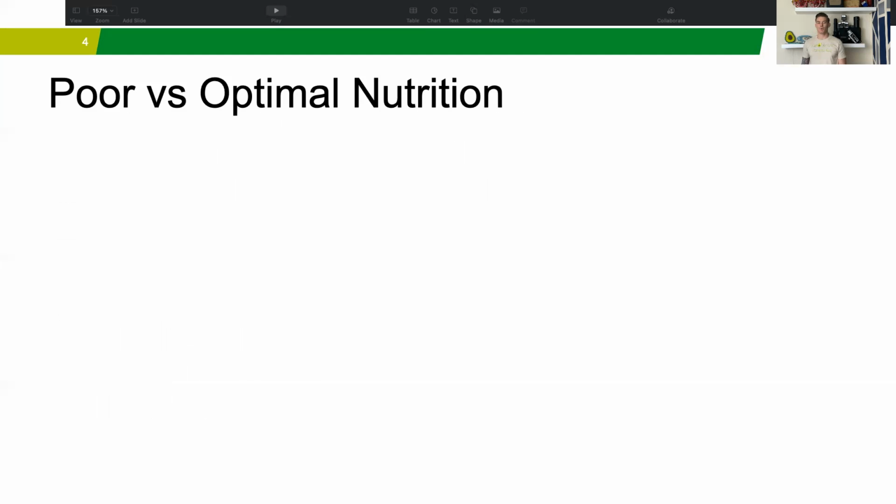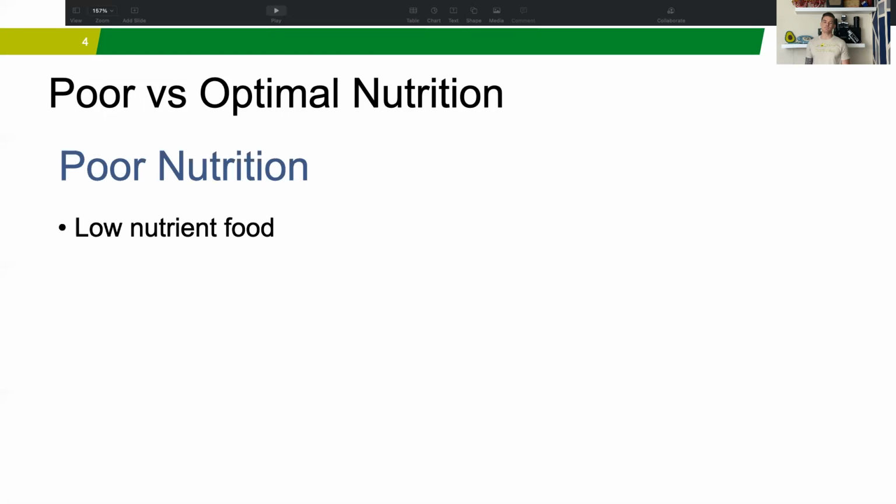So, poor nutrition versus optimal nutrition. Now, I'm not saying that everyone's nutrition is poor, and I'm definitely not saying that the basic nutrition that people follow is necessarily poor nutrition, but they are definitely shades apart, from poor to basic to optimal. So poor nutrition is low nutrient foods, a lot of processed foods and stuff like that. You've got large portion sizes. People with poor nutrition have big overfilled meals.